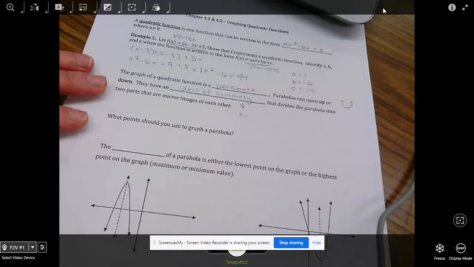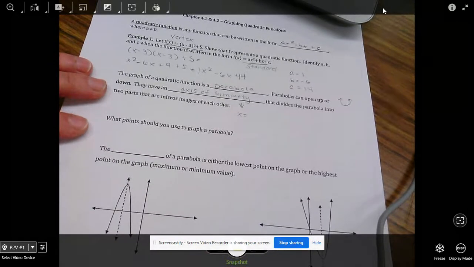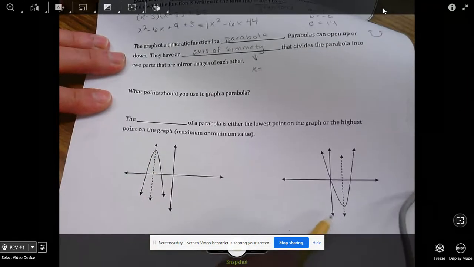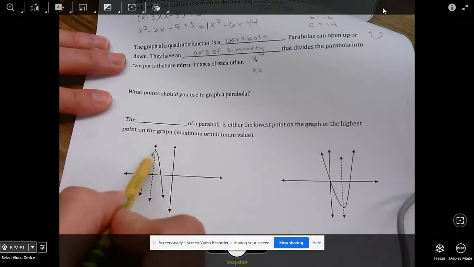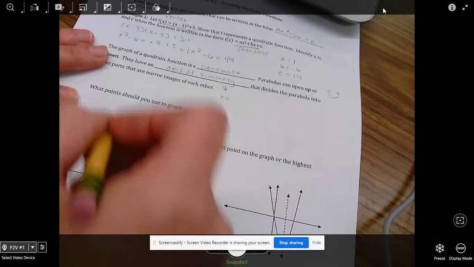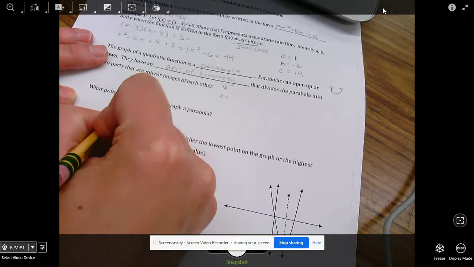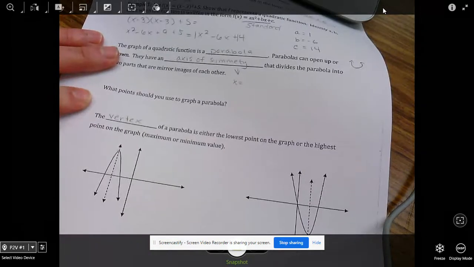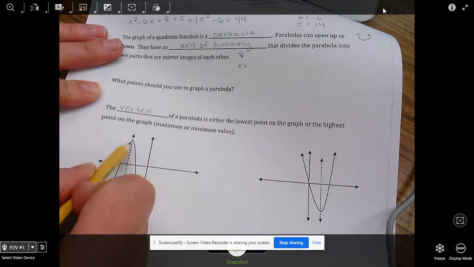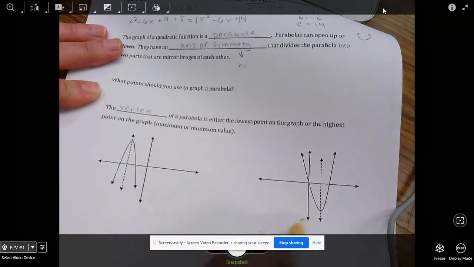Okay. It says, what point should you use to graph a parabola? Well, if you look at it, the highest and the lowest points seem very important. So these are key features when graphing. So you should use the vertex. The vertex of a parabola is either the lowest or the highest point on the graph, the maximum or minimum value. So notice the axis of symmetry goes through the vertex.